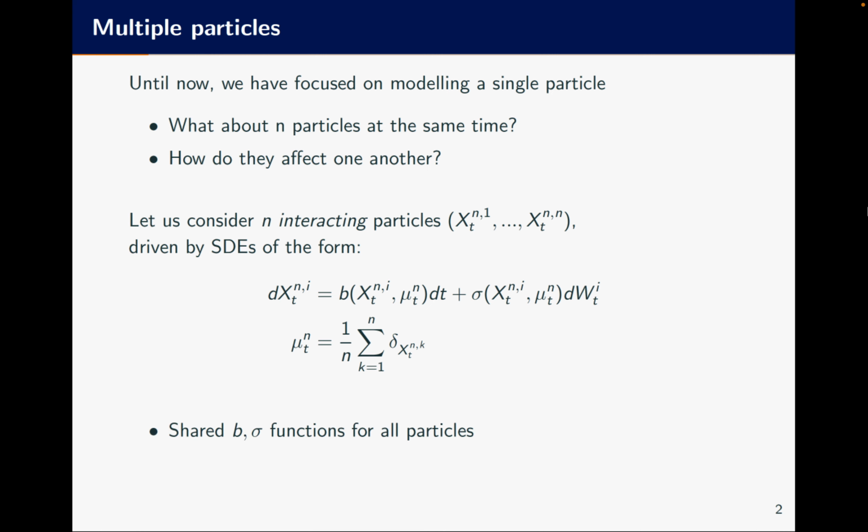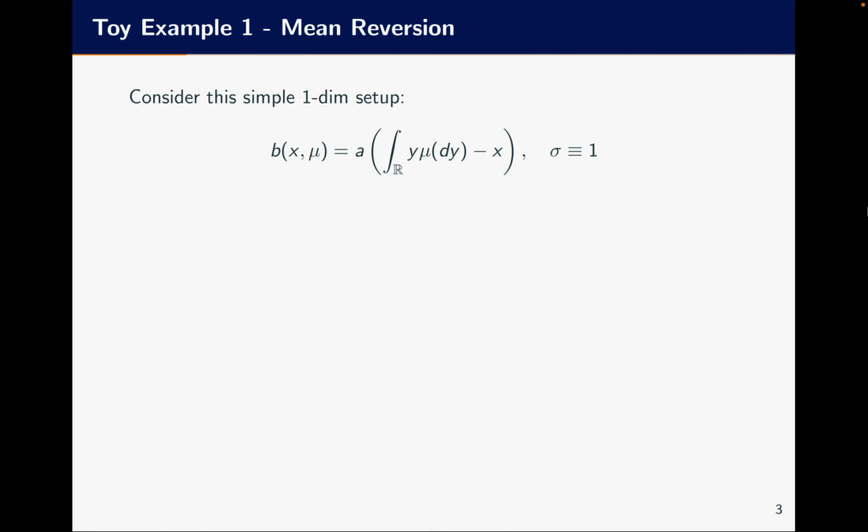Two key aspects of this system are that the b and sigma functions are shared across all the particles, and that the particles have weak interactions. In essence, their contribution to the overall mu is on the order of 1 over n, which decays as n tends to infinity. To help us understand this better, let's go through a toy example.